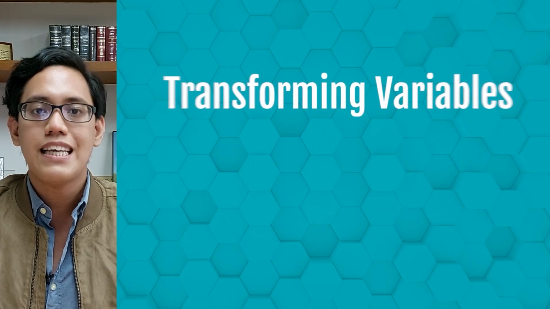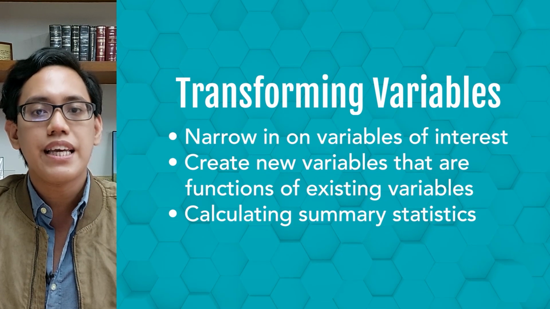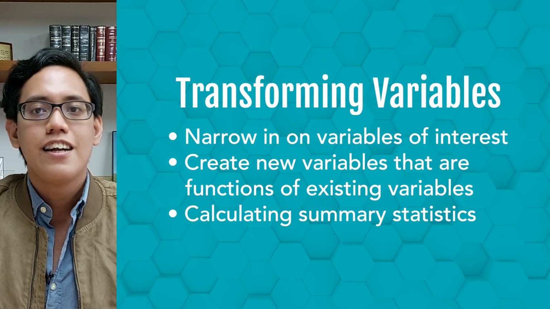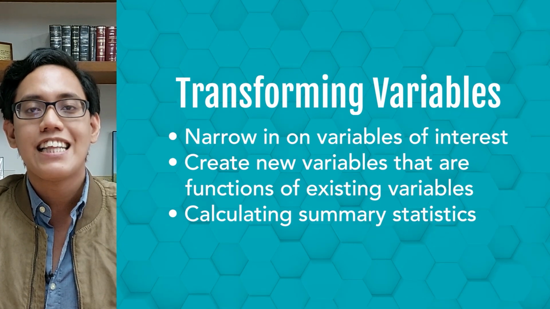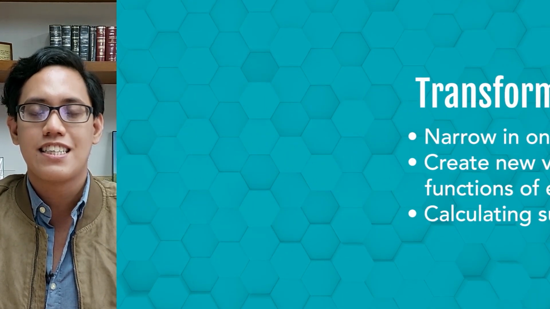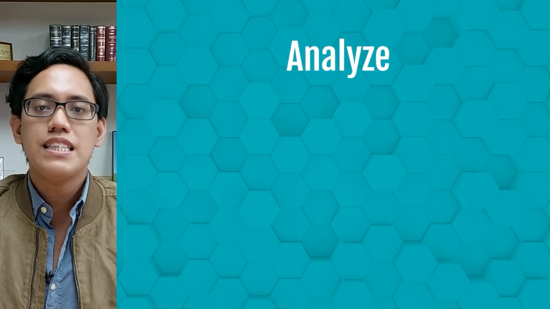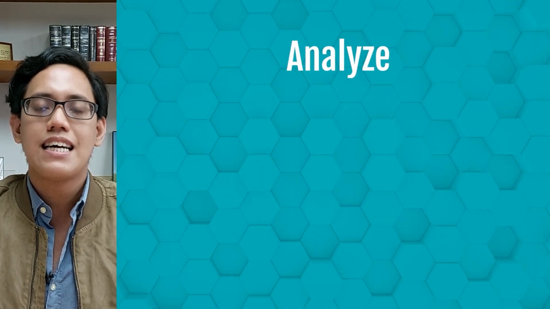Having all these in mind, cleaning or processing our data will often involve transforming the data, and this includes narrowing in on observations of interest, creating new variables that are functions of existing variables, and calculating a set of summary statistics. Going through all of these steps will allow us to effectively analyze the data.